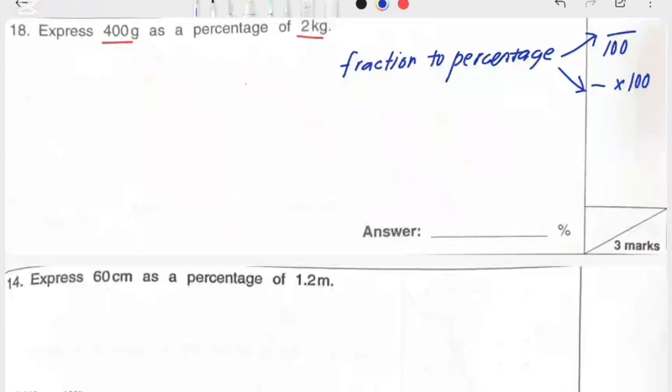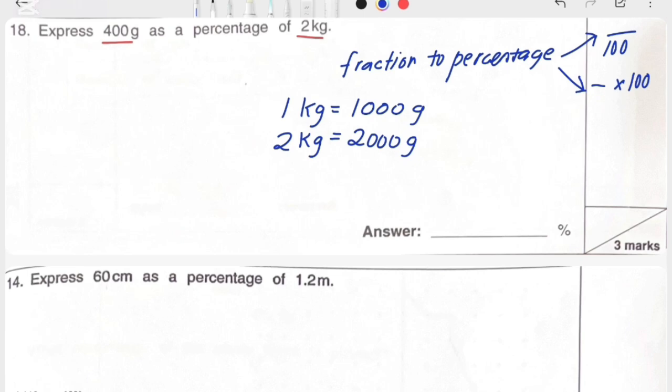Let's recall the conversion rate. 1 kilogram is equal to 1000 grams. So 2 kilogram, 2 times 1000 is equal to 2000. Now that both of these are in the same unit, 400 grams and 2000 grams, we can express them as a fraction, 400 over 2000. Now let's turn the fraction into percentage. How can we do that? We either turn the denominator into 100 or you multiply the whole fraction by 100.